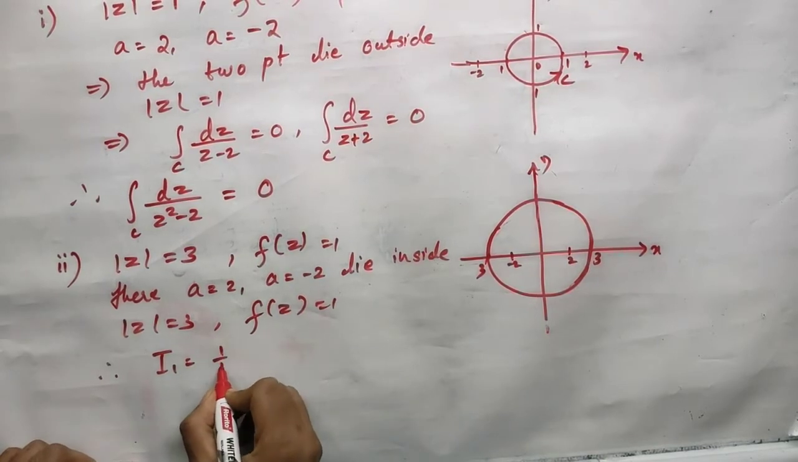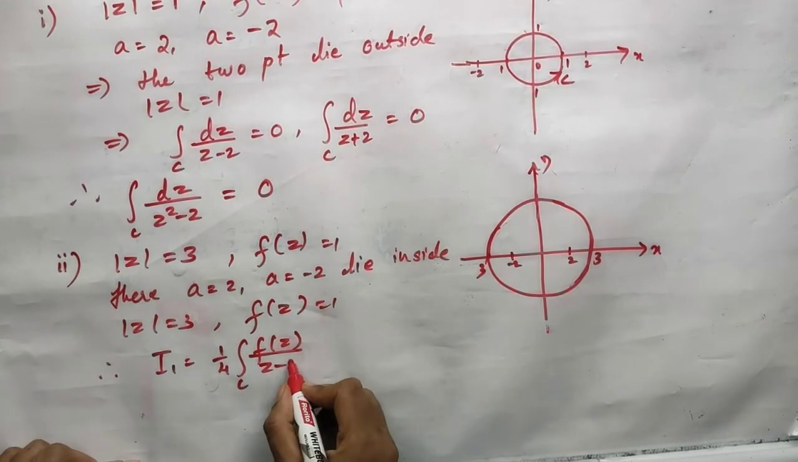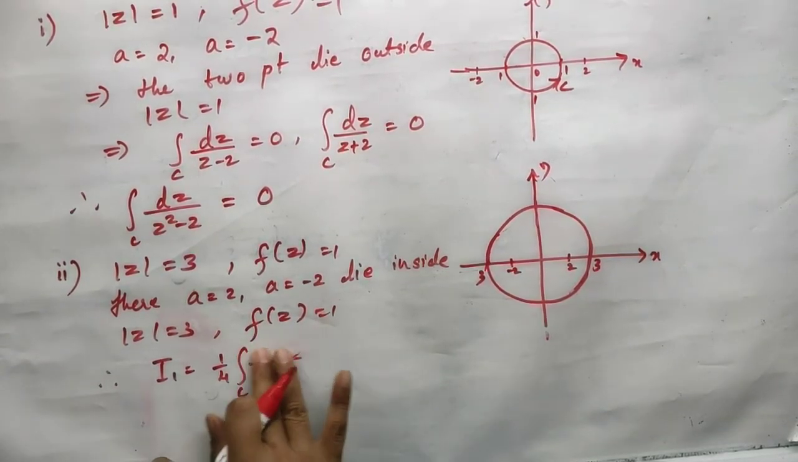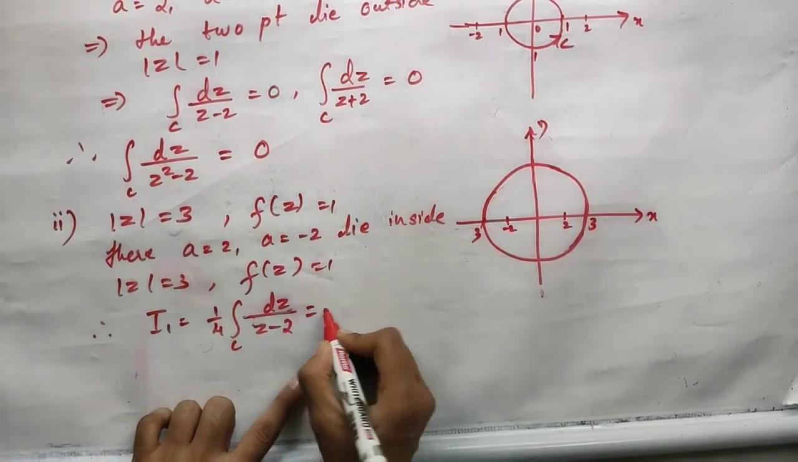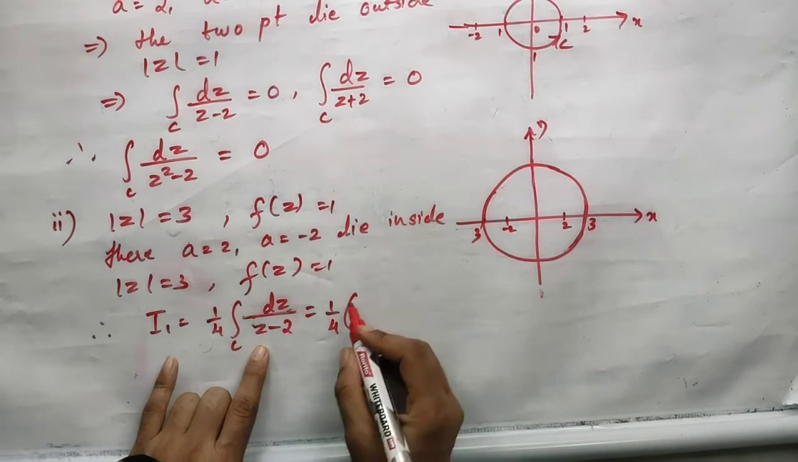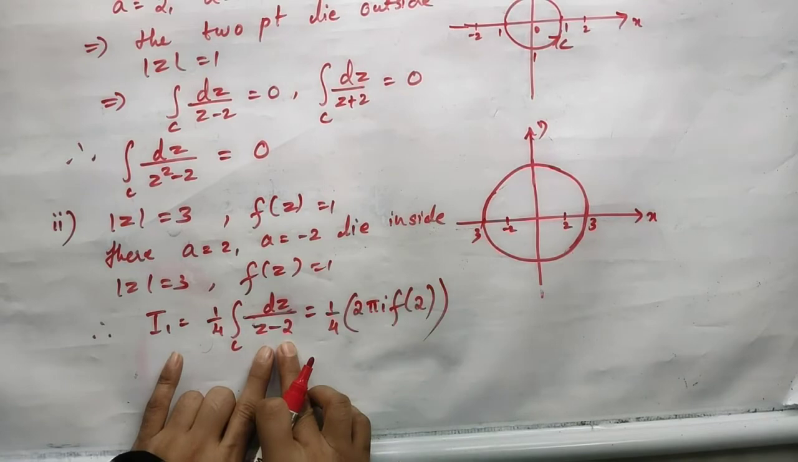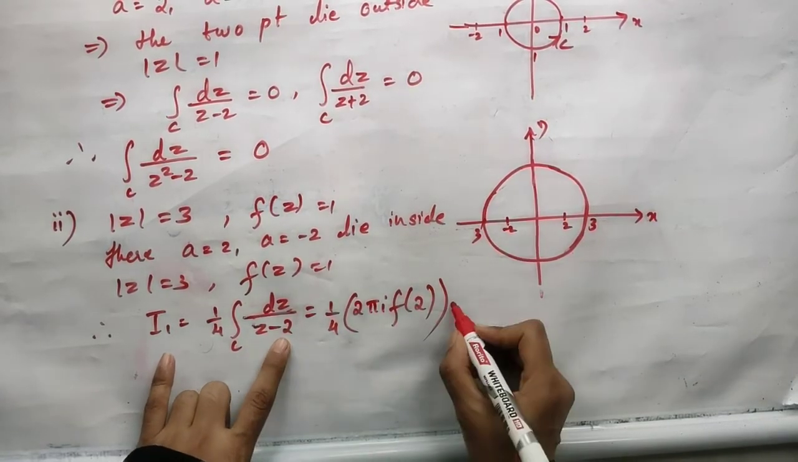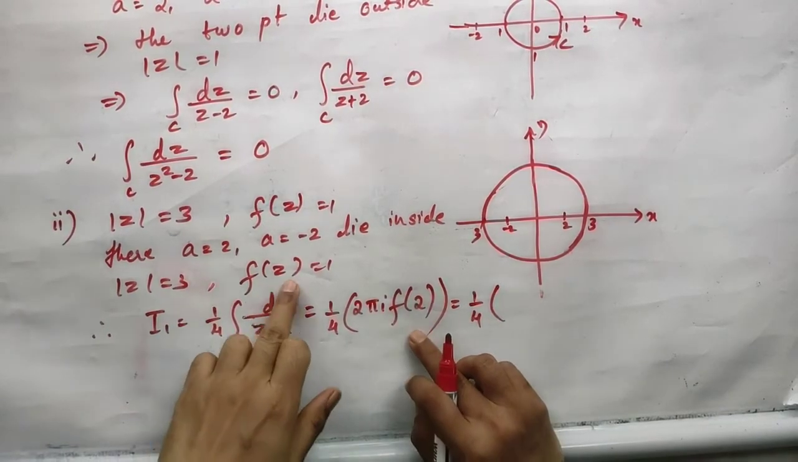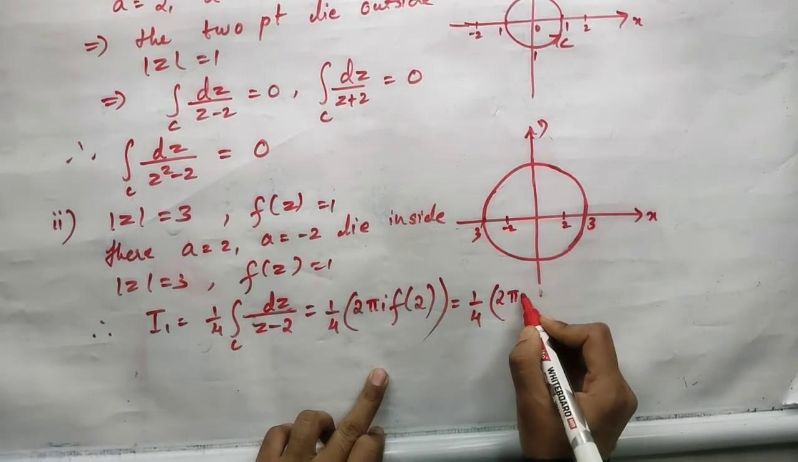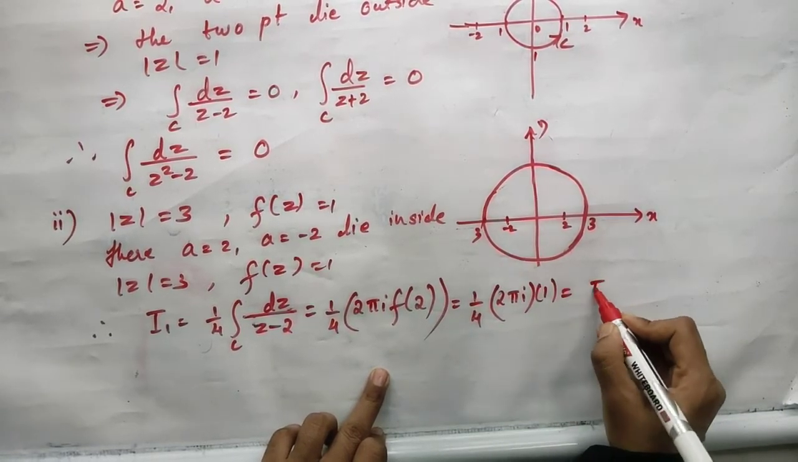I1 is equal to 1 by 4 integration of the curve C, f of z divided by z minus 2. Since f of z is 1, it is dz divided by z minus 2, equal to 1 by 4 as it is. By Cauchy's integral formula, it is 2 pi I into f of 2, because a is equal to 2. f of z is 1, so f of 2 will also be 1. So 2 pi I into 1, and it is pi I by 2 you get.